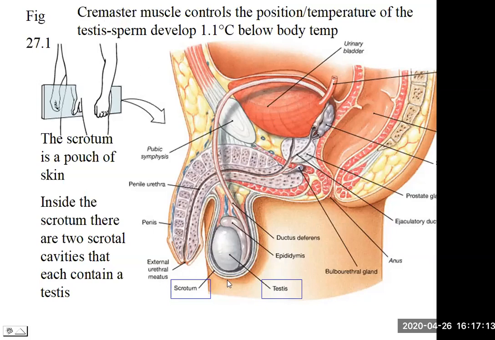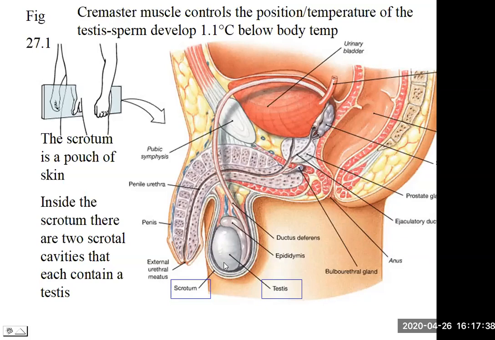So deep to the skin of the scrotum, there's a layer of muscle, and in particular one of them known as the cremaster muscle. This muscle will contract or relax to either elevate the position of the scrotum and testis or depress to lower. And it's really controlling the distance between the testis and the pelvic cavity.